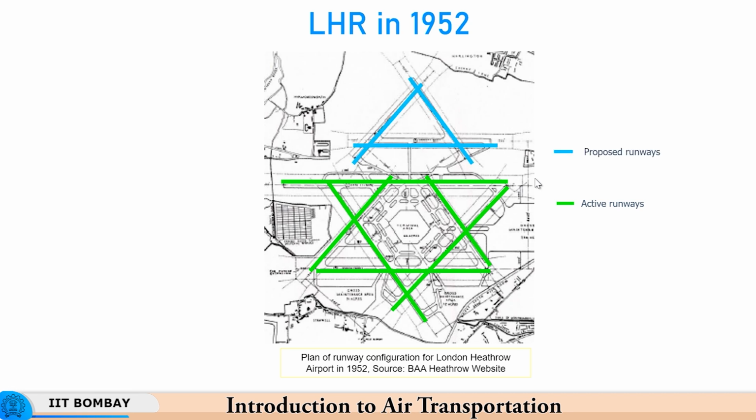So, there are 6 runways here in almost a star formation. Okay. Then there were 3 more runways proposed. Probably the plan was that the small regional aircraft or turboprop aircraft would operate on these 3 blue runways, and the main runways would be used for the large passenger aircraft. That was the plan in the early 50s.